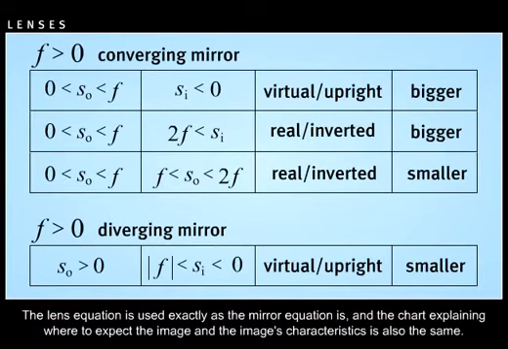Lens magnification is positive if upright and negative if inverted. The lens equation is used exactly as the mirror equation is, and the chart explaining where to expect the image and the image's characteristics is also the same.